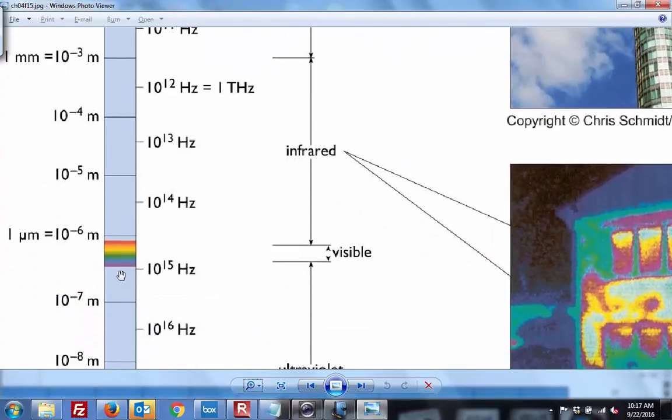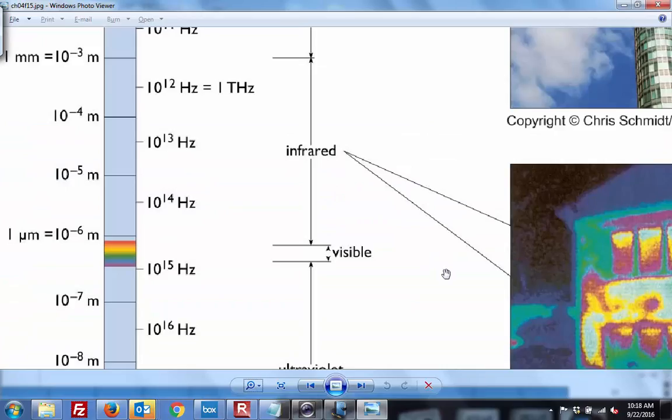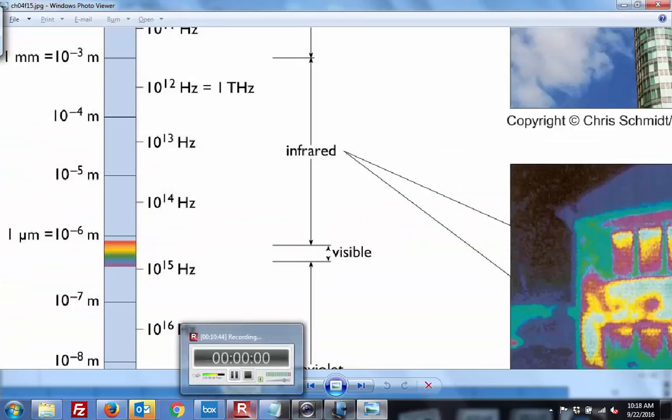We're not going to be 100% accurate, but this is 10 to the 15th hertz, this is 10 to the 14th hertz, so let's just call that, what do we want to call that? 3 times 10 to the 15th hertz, or maybe 3/10 of the way up there. So the frequency, nu, equals 3 times 10 to the 15th hertz. This is Planck's constant. Let's go look that up.